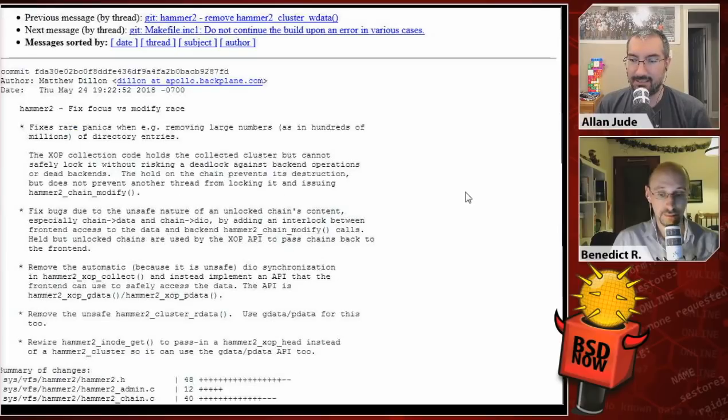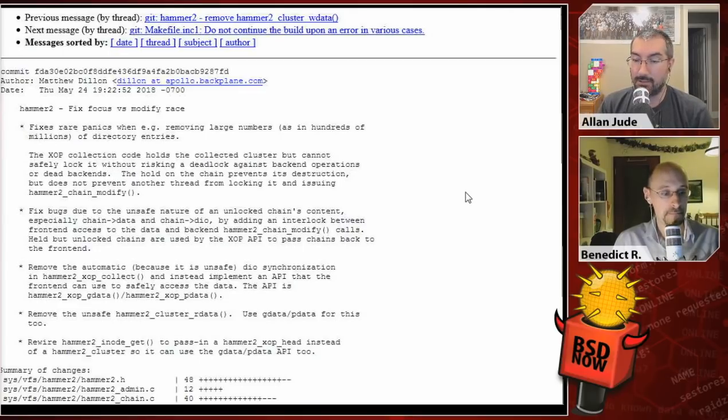They finally fixed a rare panic when removing a large number, as in hundreds of millions of files, 100 million directory entries. The ZOP operation code holds the collected cluster lock, but can't lock it without risking a deadlock against some of the backend operations or dead backends. The hold on the chain prevents its destruction, but does not prevent another thread from locking it and issuing a chain modify.